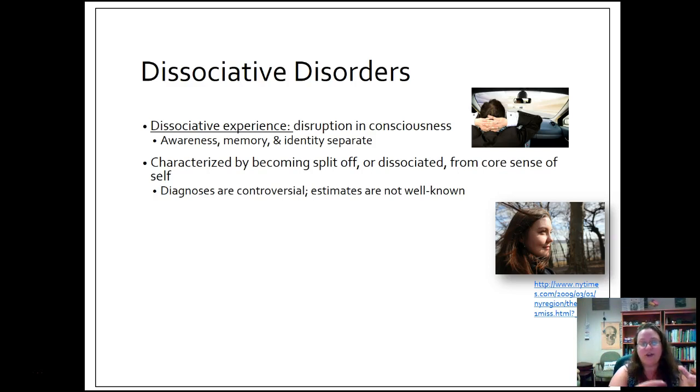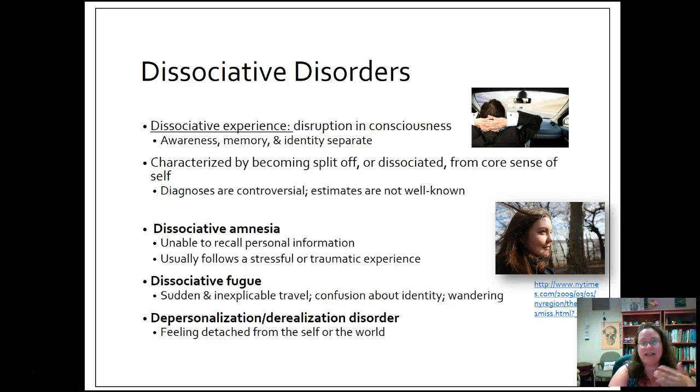So if you're trying to go to work and you end up at your boyfriend's house, that doesn't mean you have a disorder. For individuals where this happens frequently or to an extreme, so it's that matter of degree, then we can see more of a disorder. So these dissociative disorders are characterized by being split off or dissociated from the core sense of self. We're not sure on the estimates exactly. In many cases, these disorders are controversial. There's a couple that we'll talk about here. Dissociative amnesia. This is when individuals will just kind of forget who they are.